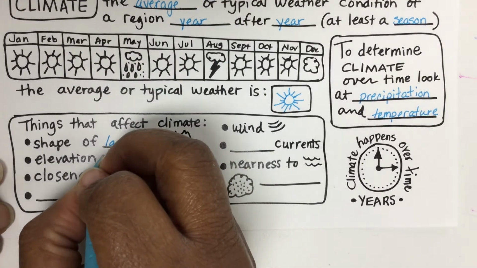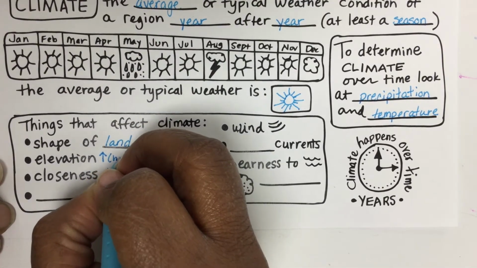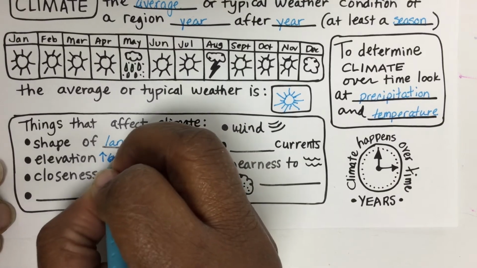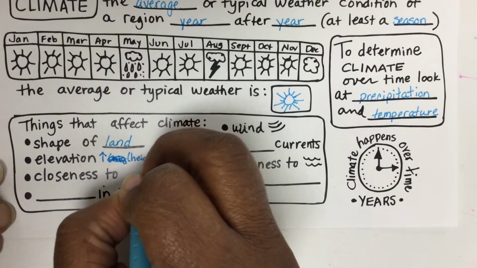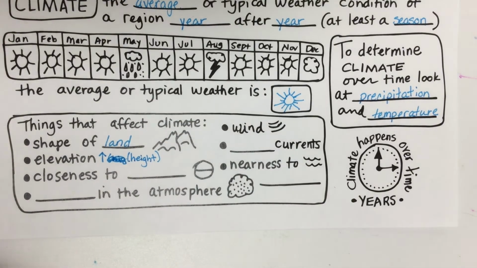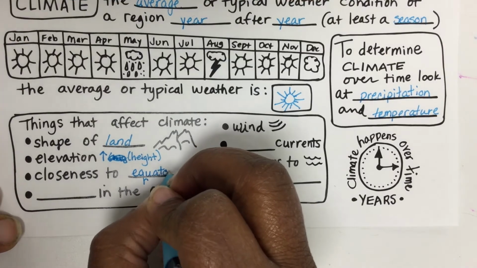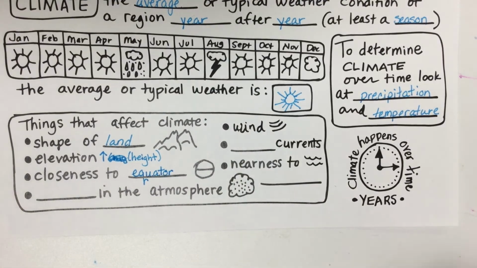This is how high something is. So I'm just going to draw an arrow. You know what? Let's change this to height. How close a place is to the equator. Now, we haven't talked about the equator yet, but the equator is an imaginary line that runs through the middle of the Earth. At that equator, it is extremely hot. So, if you're close to the equator, you're going to have hot, hot, hot weather. And the further you are away, the cooler your temperatures get.